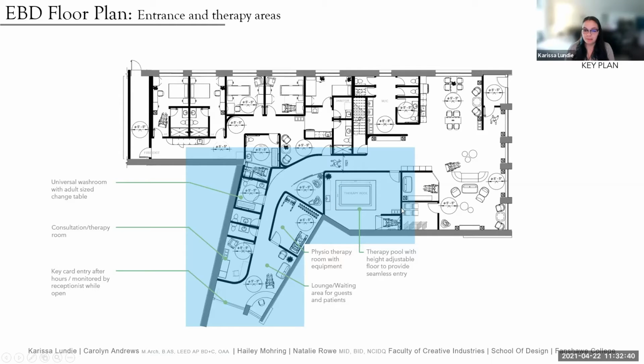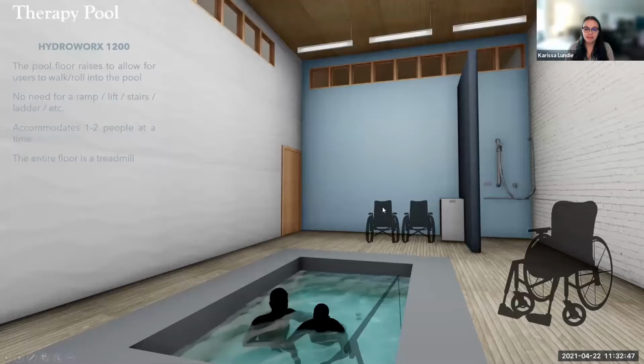And then finally, the main portion of my therapy section is the therapy pool that has a height adjustable floor to provide seamless entry. So here's a rendering of that therapy pool space. This pool can accommodate 1 to 2 people at a time with a fully height adjustable floor, which makes the pool safe for all ages, especially with the trained physical therapist working here to ensure the patient's safety throughout their sessions. There would also be seating that's not shown in this view, would be behind for parents if they would like to sit in.